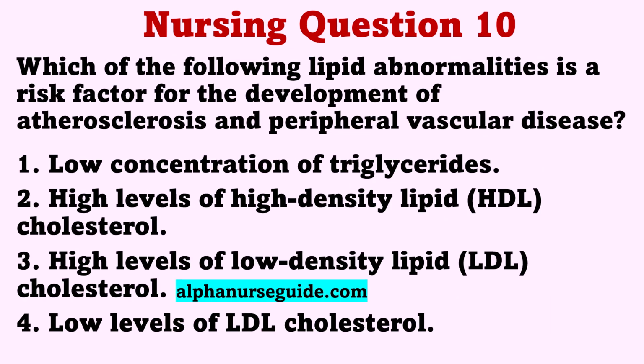Which of the following lipid abnormalities is a risk factor for the development of atherosclerosis and peripheral vascular disease? 1. Low concentration of triglycerides. 2. High levels of high-density lipid cholesterol. 3. High levels of low-density lipid cholesterol. 4. Low levels of LDL cholesterol. The correct answer is 3. High levels of low-density lipid cholesterol.